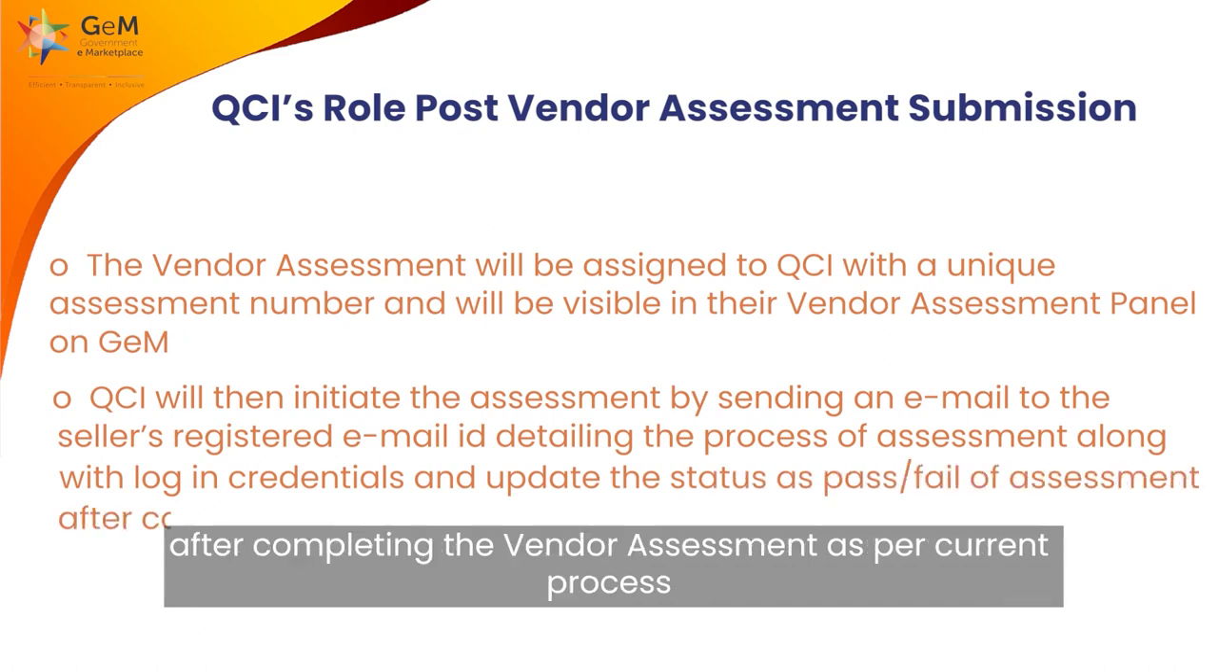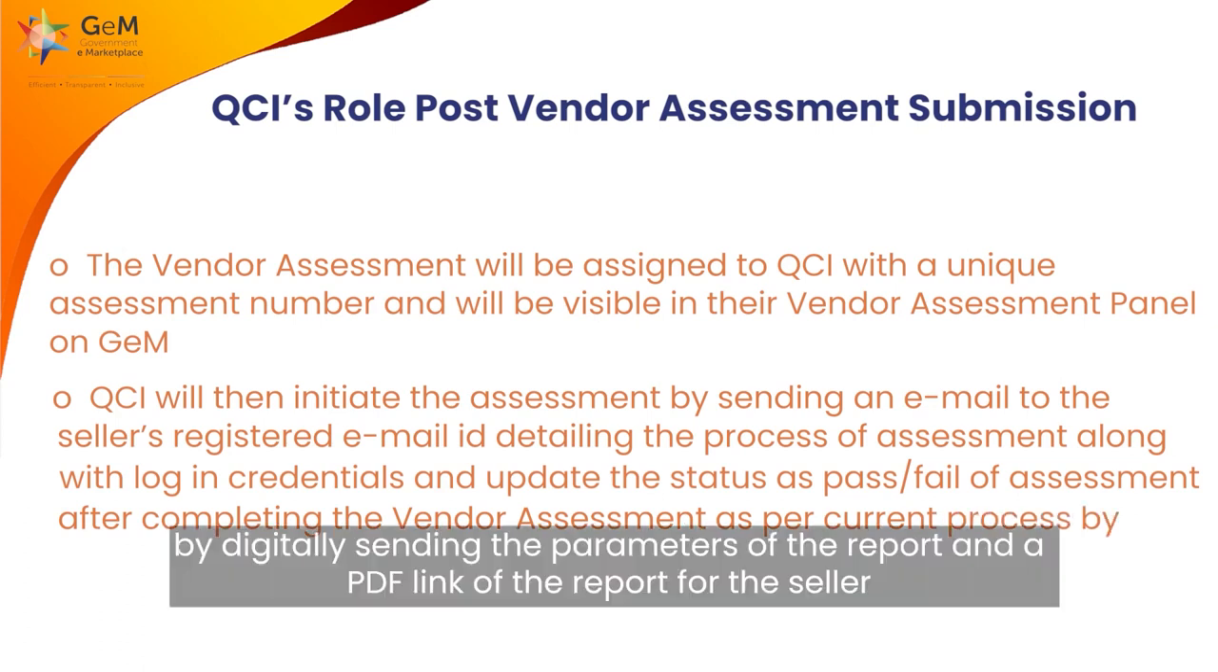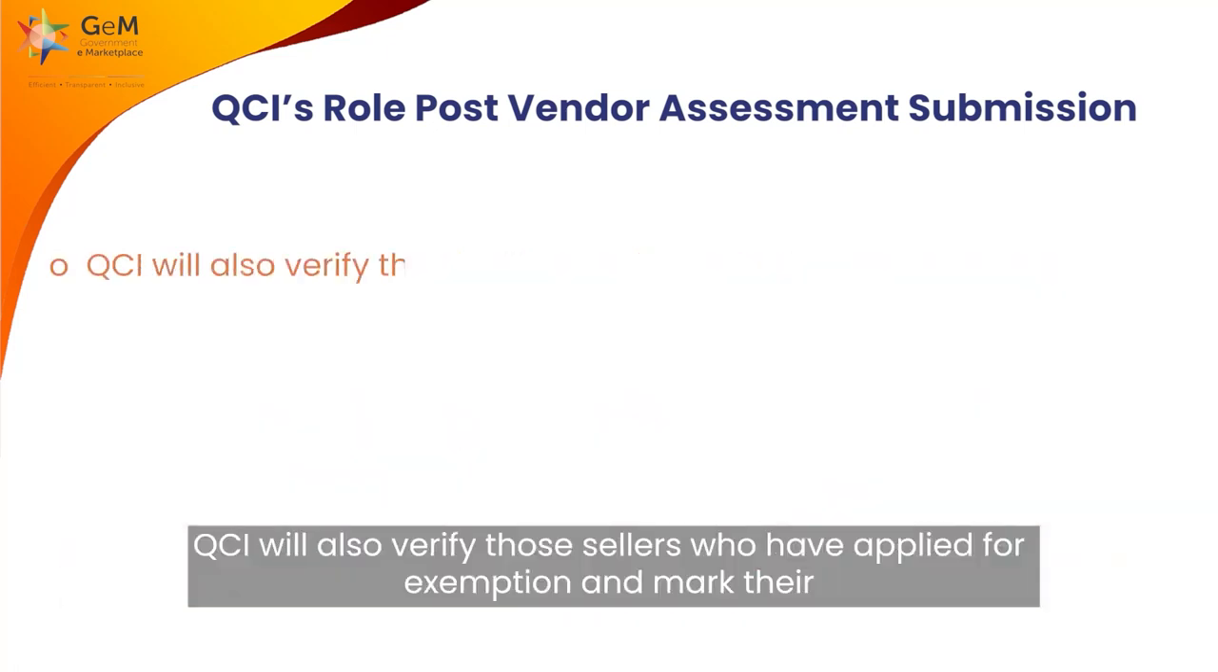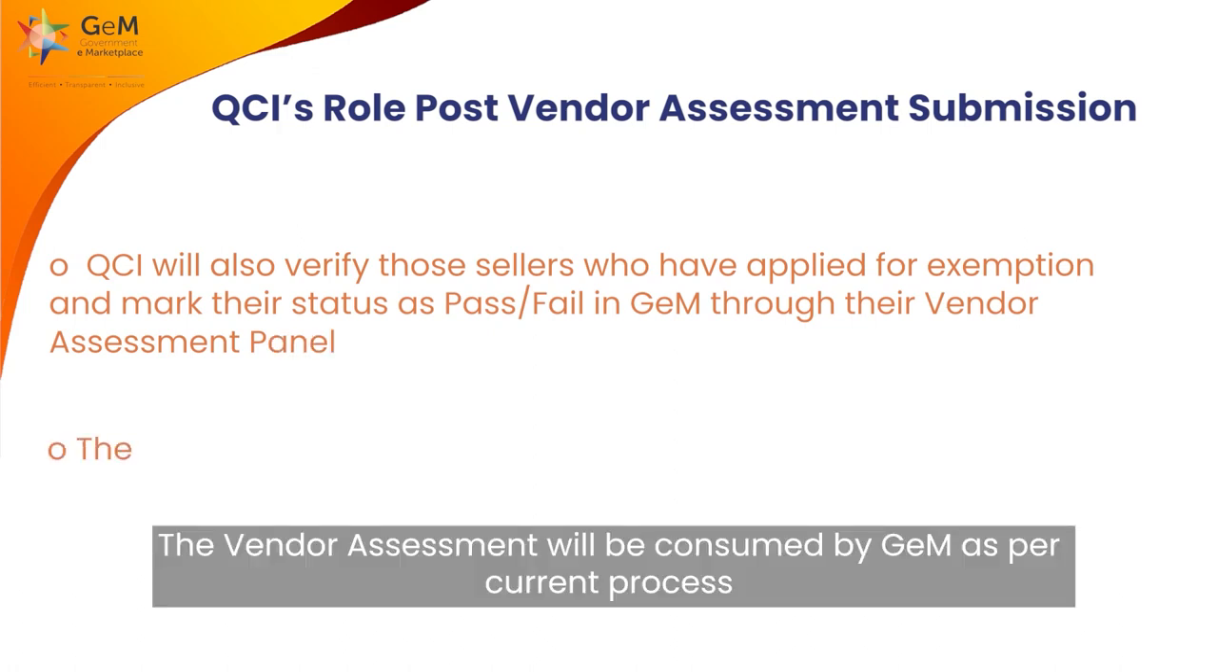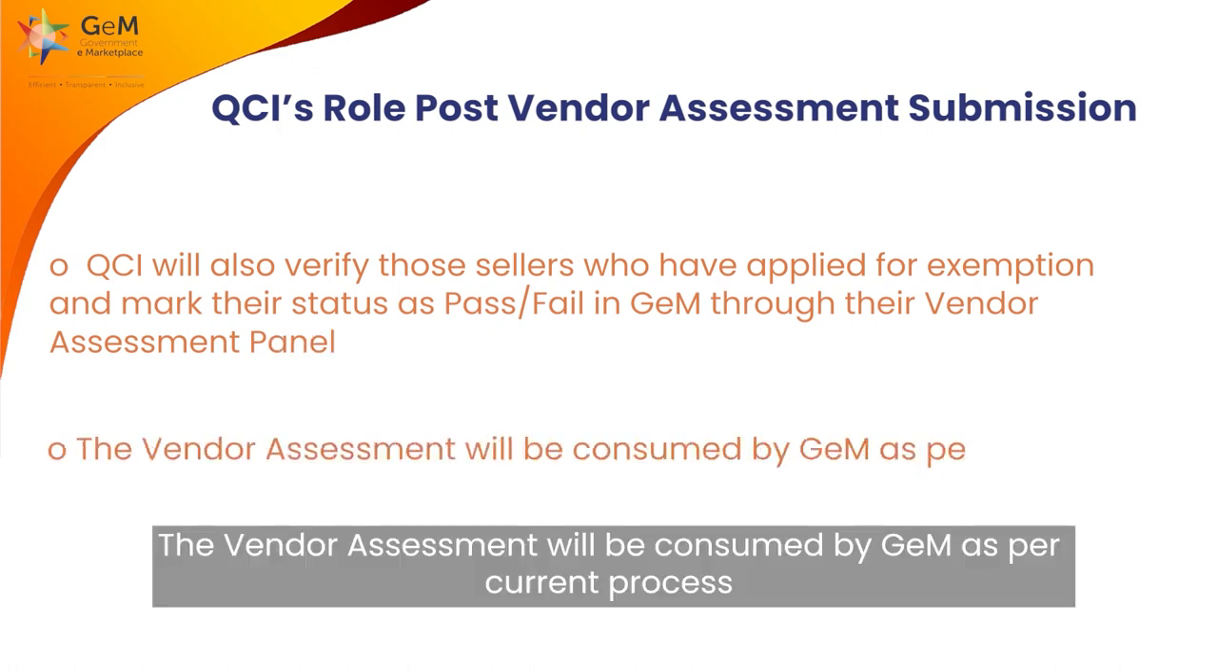of assessment after completing the vendor assessment as per current process by digitally sending the parameters of the report and a PDF link of the report for the seller. QCI will also verify those sellers who have applied for exemption and mark their status as pass or fail in GEM through their vendor assessment panel. The vendor assessment will be consumed by GEM as per current process.